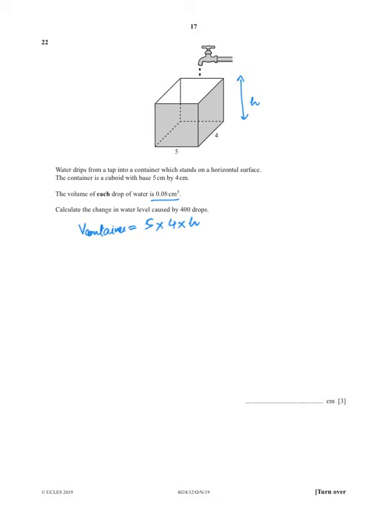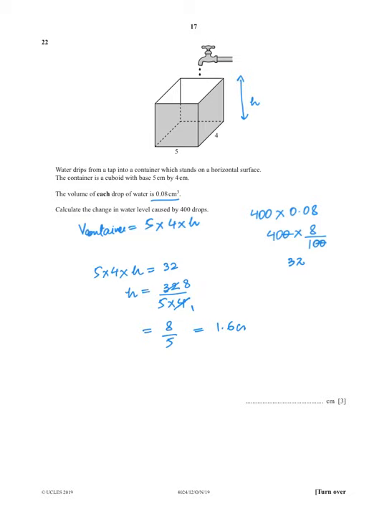So the volume of water drops will be 400 multiplied by 0.08. If you need to solve it, that will be equal to 400 multiplied by 8 divided by 100, which simply equals 32. So you can say that 5 into 4 into h is equal to 32. You can easily find the value of h, that will be 32 divided by 5 into 4. 4 ones are 4, 4 eights are 32, 8 divided by 5 equals 1.6 centimeter, and that is the change in height. That is your answer.